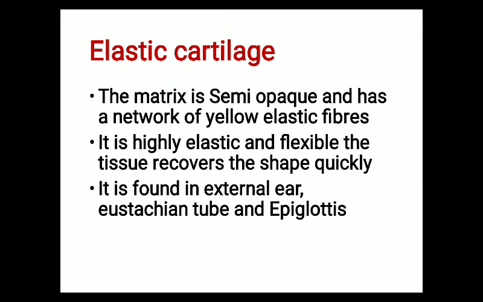Second type of cartilage is elastic cartilage. The matrix is semi-opaque and has a network of yellow elastin fibers. It is highly elastic and flexible. The tissue recovers its shape very quickly, and it is found in the external ear, that is the pinna, eustachian tube and epiglottis. So these are the different parts of our body where we can see the presence of elastic cartilage.